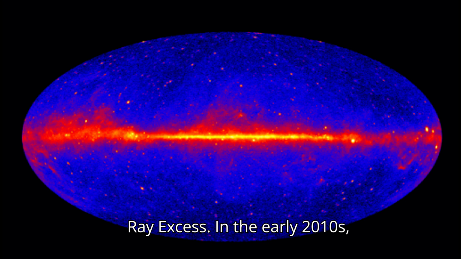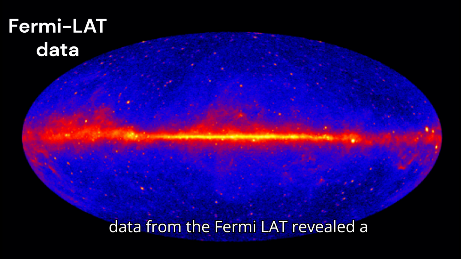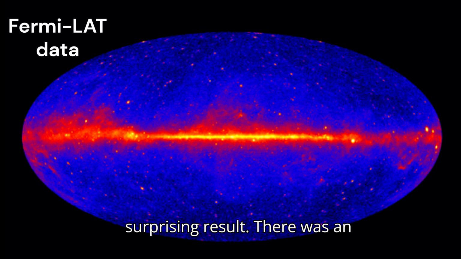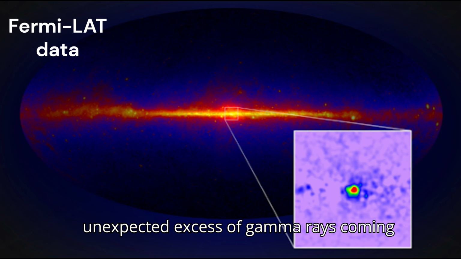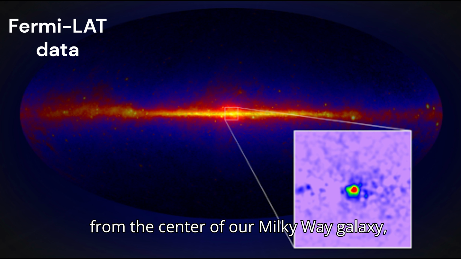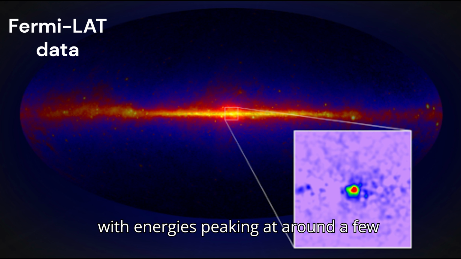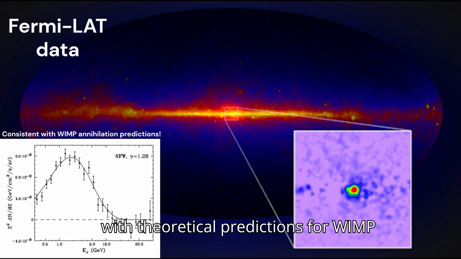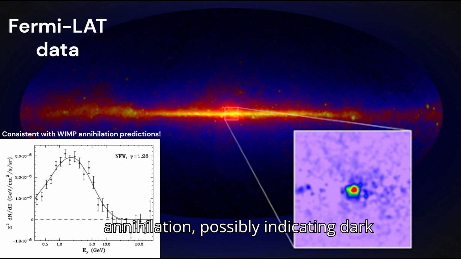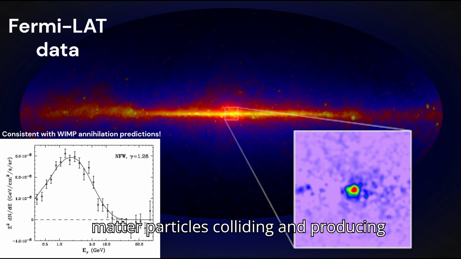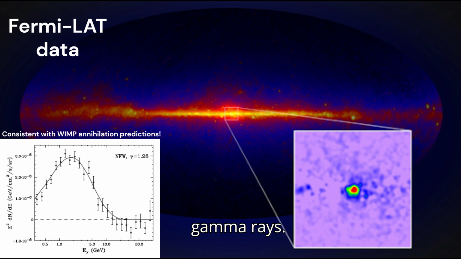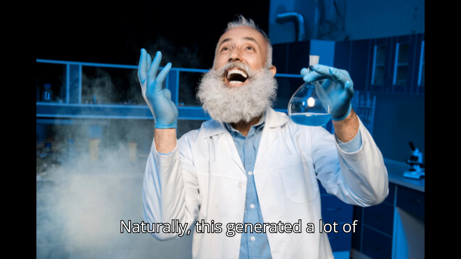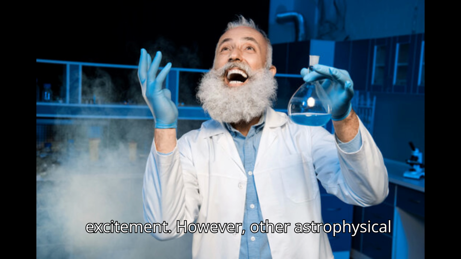In the early 2010s, data from the Fermi-LAT revealed a surprising result. There was an unexpected excess of gamma rays coming from the center of our Milky Way galaxy, with energies peaking at around a few GeV. This excess looked consistent with theoretical predictions for WIMP annihilation, possibly indicating dark matter particles colliding and producing gamma rays. Naturally, this generated a lot of excitement.